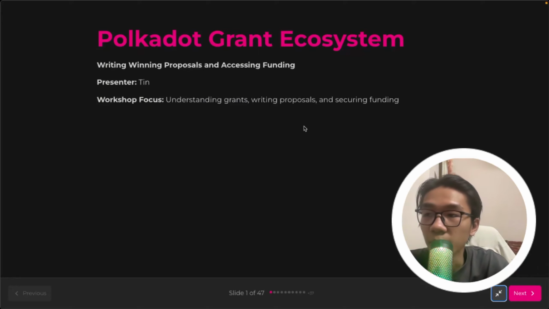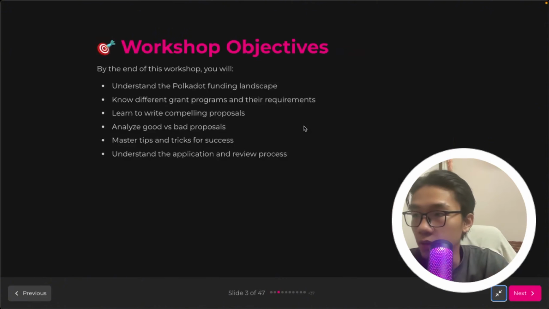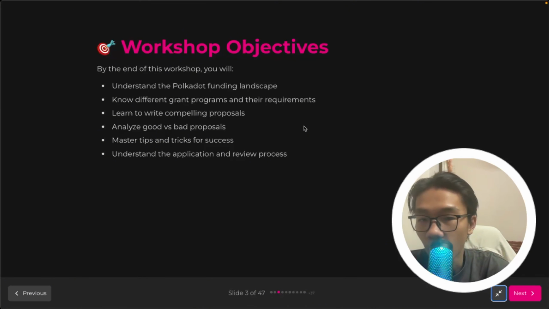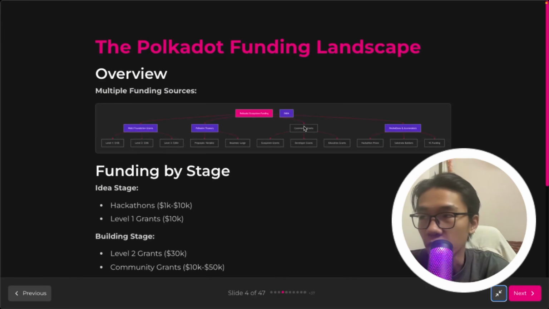So let's understand raising proposals and securing funding. Now, the workshop objectives include: by the end of this workshop, you will understand the Polkadot funding landscape, know the different grant programs and their requirements, learn to write compelling proposals, analyze good and bad proposals, master the tips and tricks for success, and also understand the application and review process.